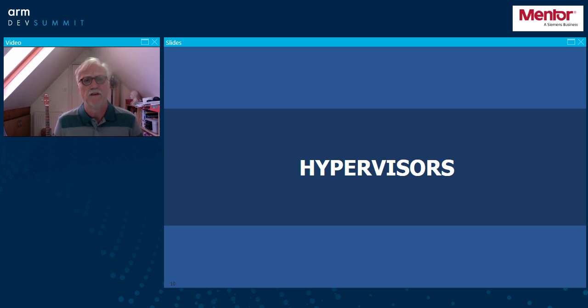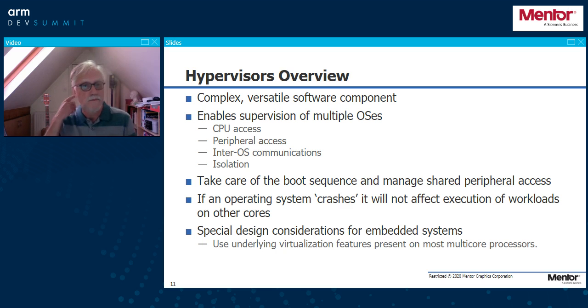Now, hypervisors are something which many people will have heard about because they're used in lots of contexts. We are focusing very much on the multi-core context. So a hypervisor is a fairly complex, very versatile software component. Broadly speaking, it enables the supervision of multiple operating systems. It will control their access to CPU and peripherals. It provides communication between the operating systems and provides isolation between them. It will work in a multi-core context, takes care of things like boot sequence, and manages the sharing of peripherals.